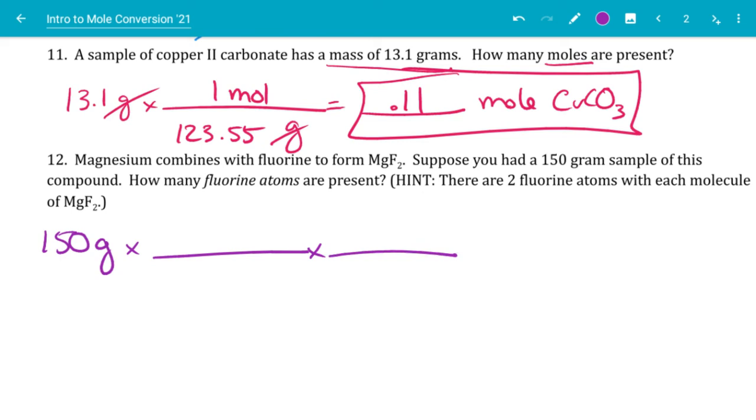two-step conversion. And then there's one more issue. There are 2 fluorine atoms for each molecule. So give me a second and we'll get to this. So to get rid of grams, we're going to put grams on the bottom, and that's always paired with 1 mole. So the grams of MgF2, we have to add them up, 1 magnesium and 2 fluorines, and I already did that, is 62.31.